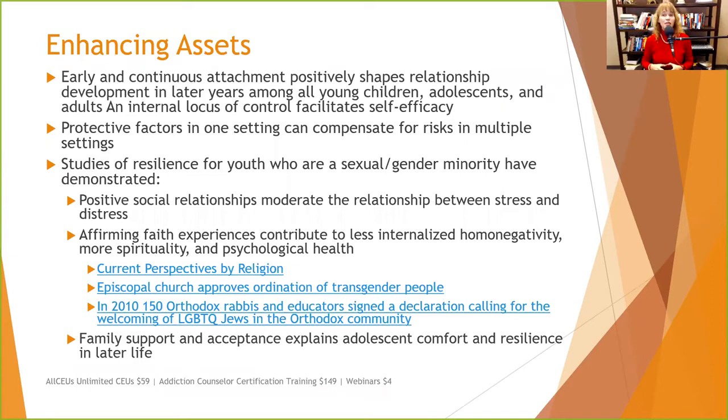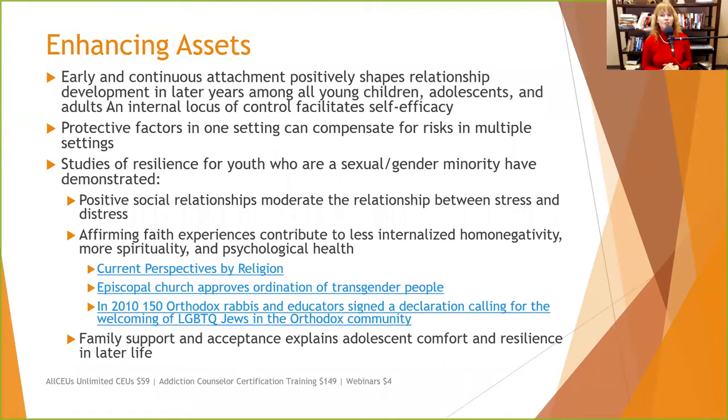Protective factors in one setting can compensate for the risks in multiple settings. So if they have a stable home base, if they've got a nurturing home base, for example, that's going to go a long way, even if at work and at school and with some of their friends, the coming out process doesn't go as well. If they have a nurturing home base where there are protective factors, they are going to be better off.